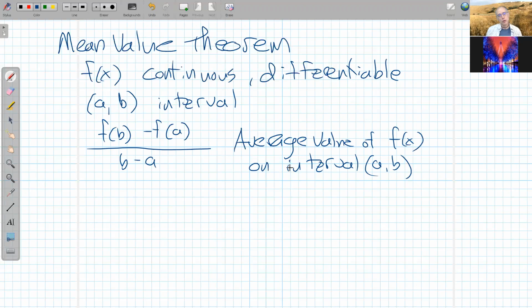And what the mean value theorem says, as long as the function is continuous and differentiable, is that there is some point c, some x value c inside that interval ab. And actually it could be at the endpoints, anywhere in the interval ab, where f prime of c has that same average value.